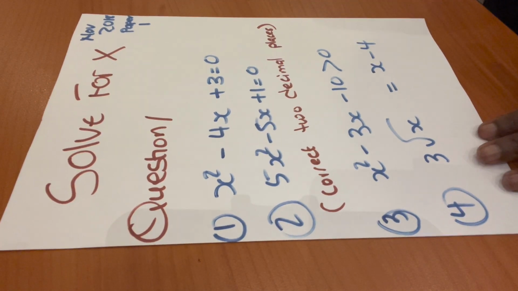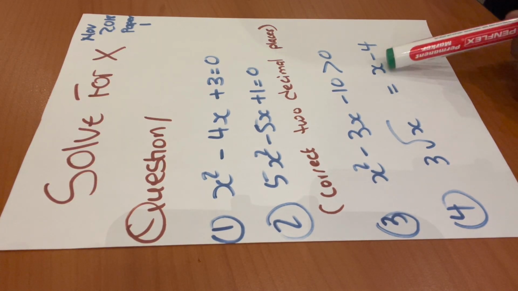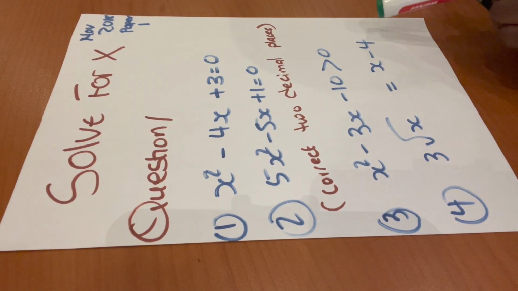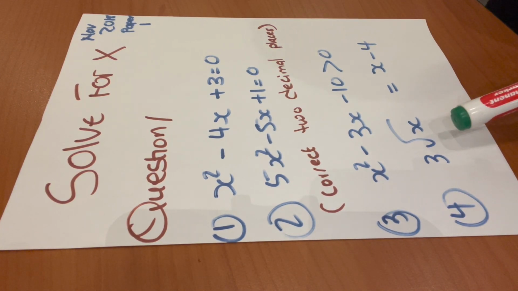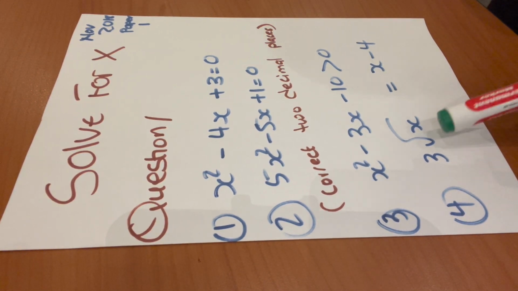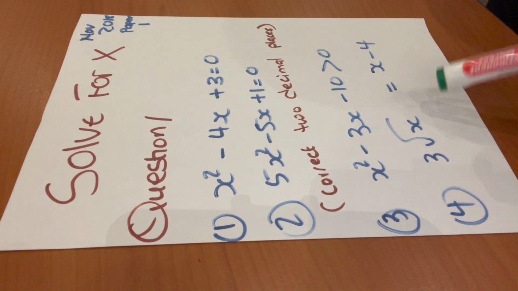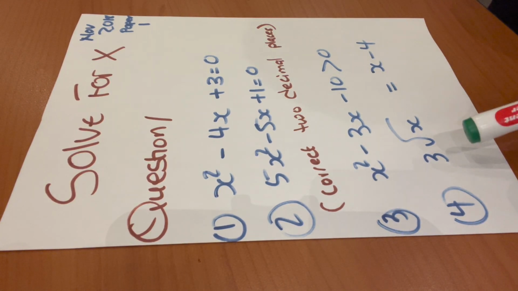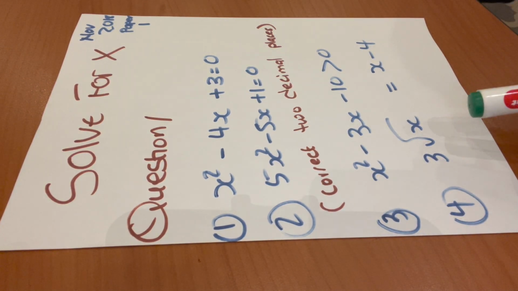So the next question says 3 square root of x equal to x minus 4. We have been asked to solve for x. When I see such a question, the first thing I want to do is get rid of the square root. That is the most important thing. I don't want to work with the square root. When I see the square root, I get panicky, and I just want to get it out. So that's the first step that I'm going to do.